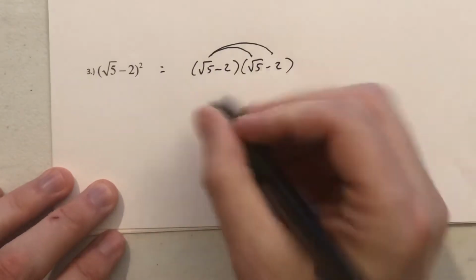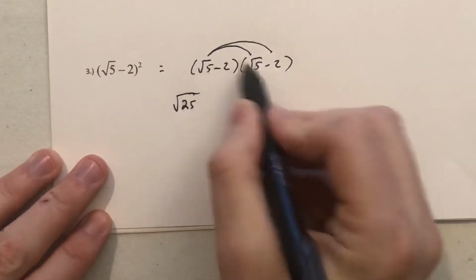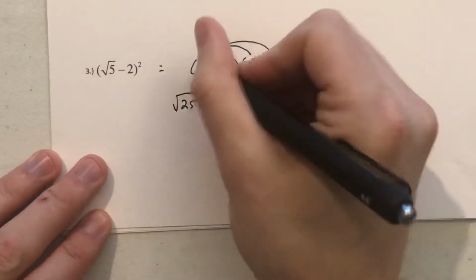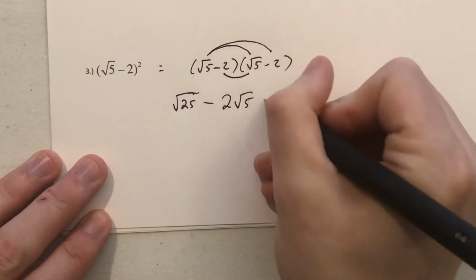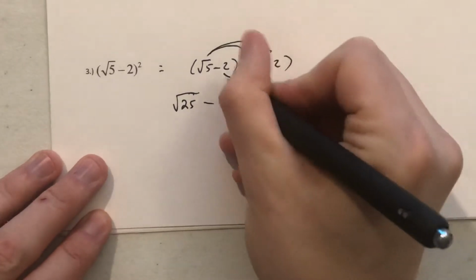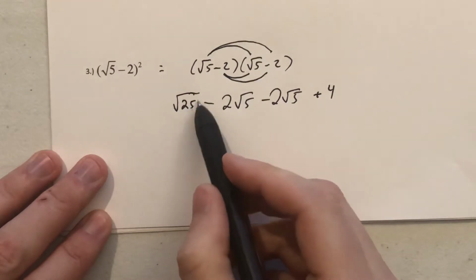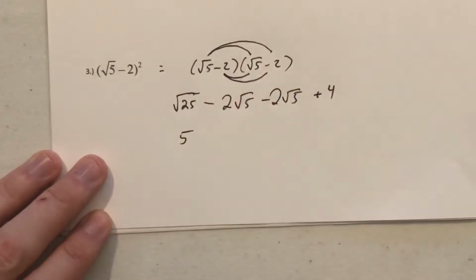Square root of 5 times square root of 5 would be a square root of 25, right? We can do that. Square roots can multiply. We'll come back to that in a second. Square root of 5 times a negative 2 would give me that. Then here's another one, which will give me another, and negative 2 and negative 2 for a positive 4. Now here, square root of 25 works out nicely. Let's not miss that. That's a 5.